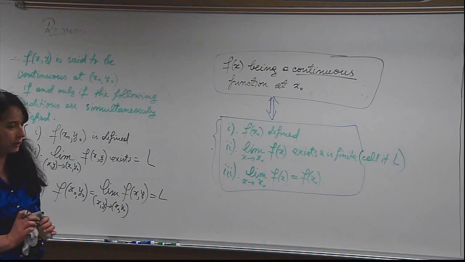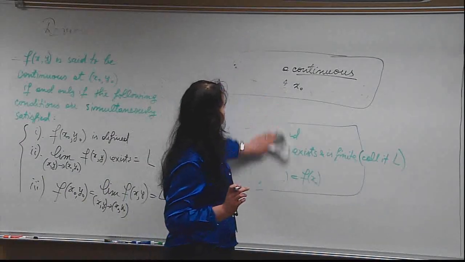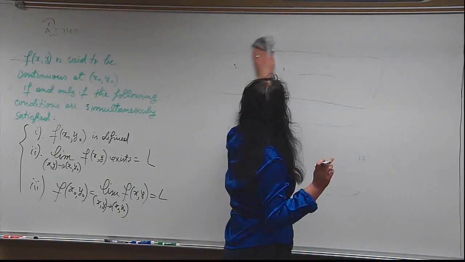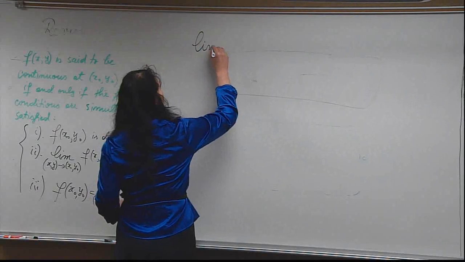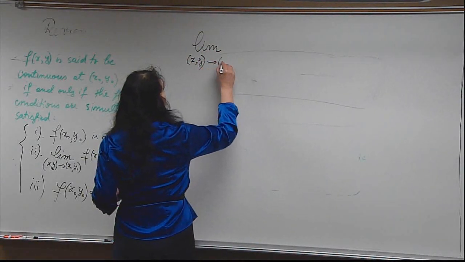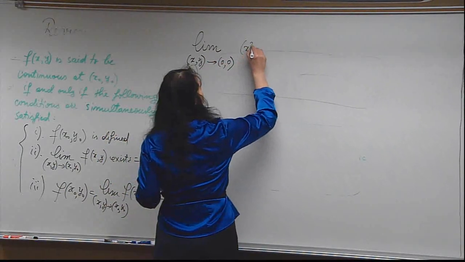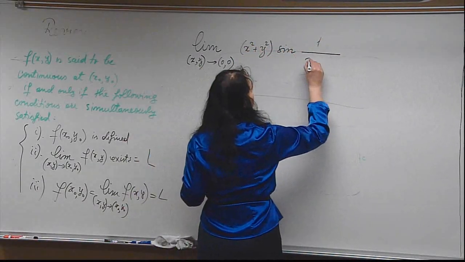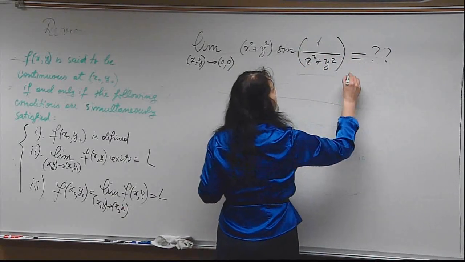I'm going to erase the definition of continuity from Calc 1. What if I have this funny function? You've seen it before, and I gave you a little bit of a warning about it. The limit as (x, y) goes to (0, 0) of (x squared plus y squared) times sine of 1 over (x squared plus y squared). Does that exist?